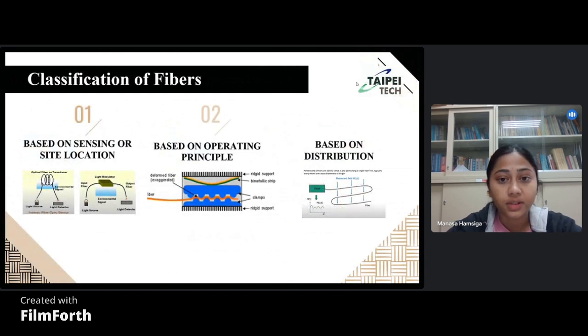The classification of fibers. Fiber optic sensors are classified into three types. The first is based on sensing or site location, the second is based on operating principle, and the third is based on distribution. Based on sensing and site location, we have two types: intrinsic sensors and extrinsic sensors. The second is the operating principle, which is based on intensity modulation, phase modulation, wavelength modulation, and frequency modulation. And finally, distributed sensors can be classified into three types: Rayleigh, Raman, and Brillouin distribution. This is the wide classification of fiber optic sensors.